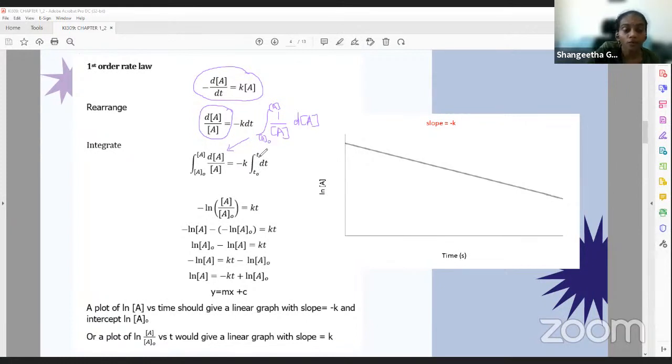time. So when you integrate this expression and you are able to arrive at this expression, you'll be able to write out, using the integration law that you learned just now, negative ln A over A naught equals kt. So from here, because this is A over A naught, that means it's A minus A naught in the log. So you can actually rewrite this whole expression.